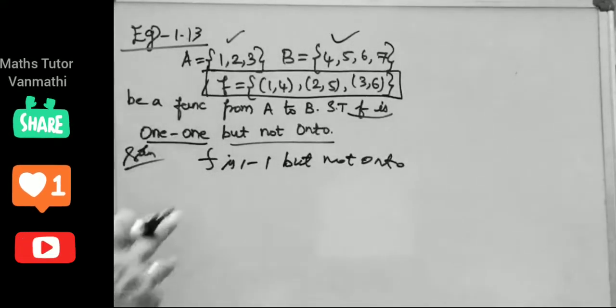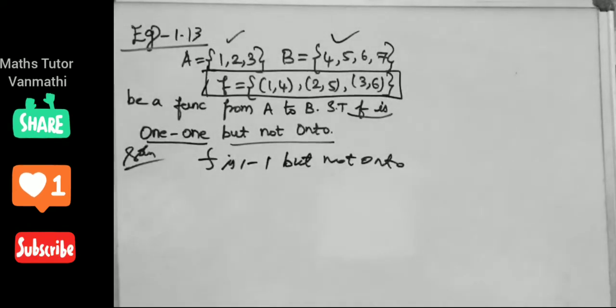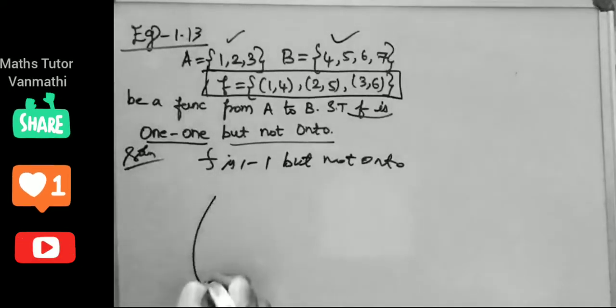We already know the condition: f is one to one means it is an injection, and one to one means distinct elements should be mapped to distinct images. Onto means codomain should be equal to range. We have to check whether this is applicable or not. So we can use the arrow diagram first.